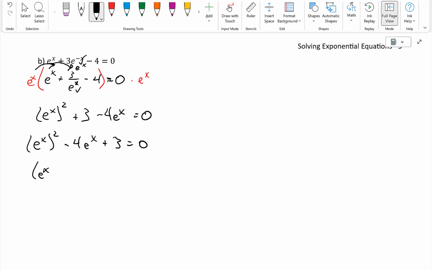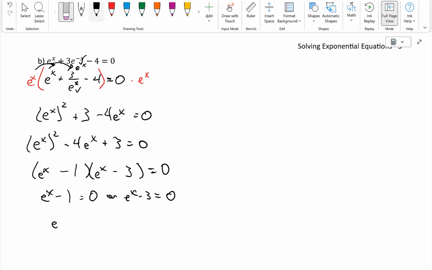For our factorization, again, that e to the x squared would give us an e to the x in both binomials. We have a positive 3, factors of which we need to make a negative 4, so we get a negative 1 and negative 3. Our zero product property gives us that e to the x minus 1 equals 0, or e to the x minus 3 equals 0, which means, again, e to the x could equal 1, or e to the x would equal 3. For the left one, we know x would be 0. For the right one, we can use that log again. Natural log of e to the x equals natural log of 3, so x would be our natural log of 3.